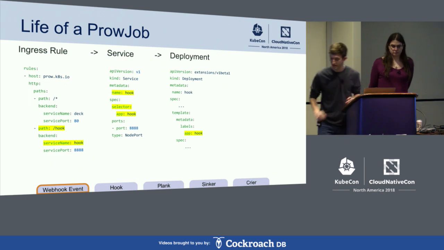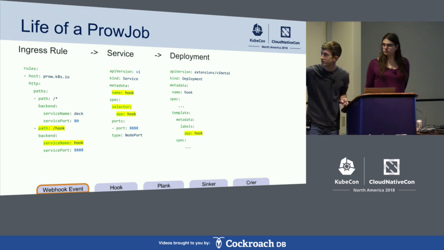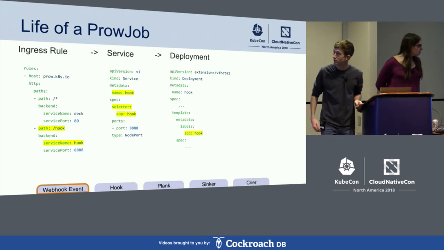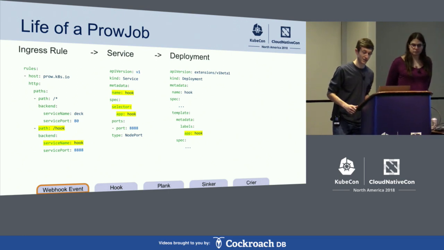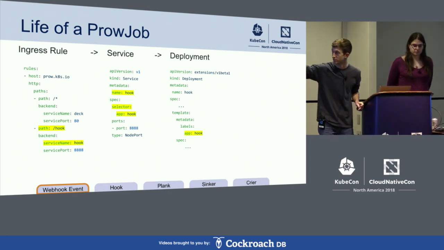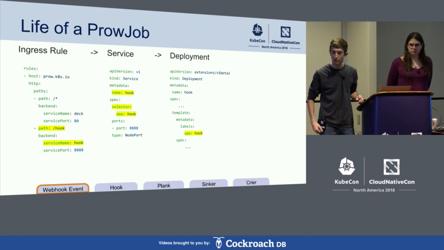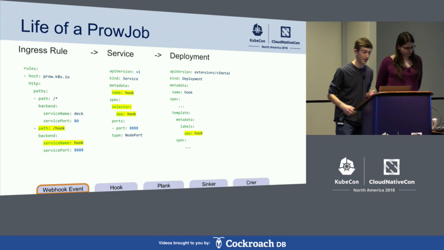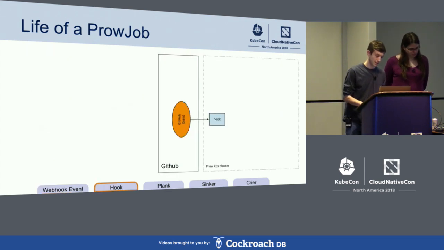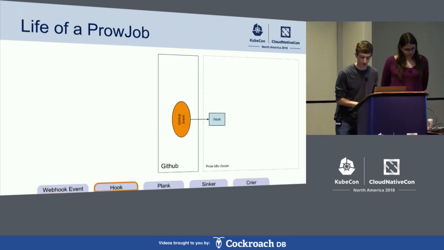That webhook then has to make it to our cluster. Here you can see the ingress rule, the service, and the deployment file. The details are not important. It's really just that it's getting piped through to a hook deployment. So all of our webhooks go to a /hook endpoint, and we pipe them down to a hook binary. And here's a little bit of a diagram for that.